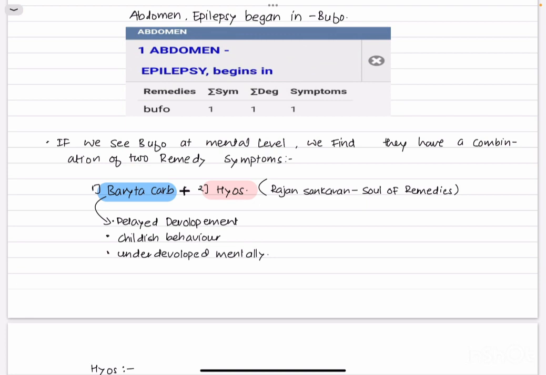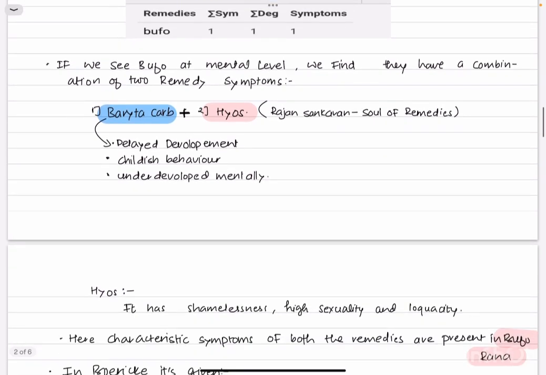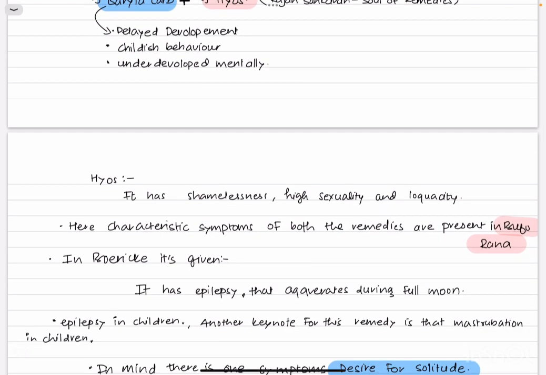Generally in Baryta we find that the physical symptoms are fully developed, but the mental symptoms are underdeveloped. And in Hyoscyamus, we find that the patient is highly sexual, highly into sexuality and loquacity or shamelessness. So this is related with Hyoscyamus. If we find both these mentalities in one patient, the patient is a Bufo patient. So the characteristic symptoms of both remedies are present in Bufo rana.